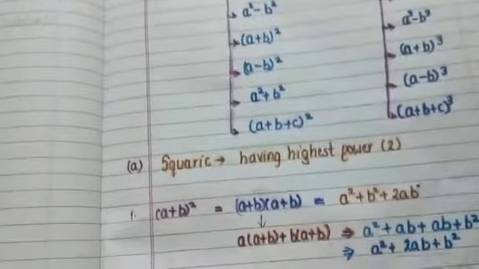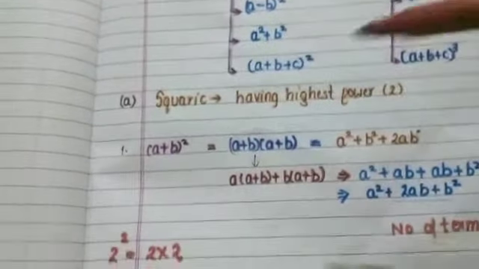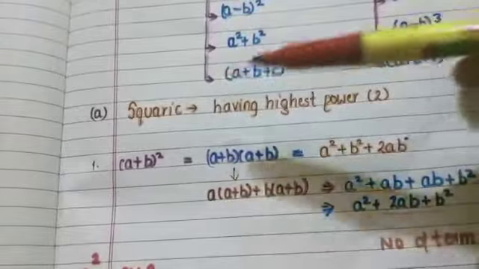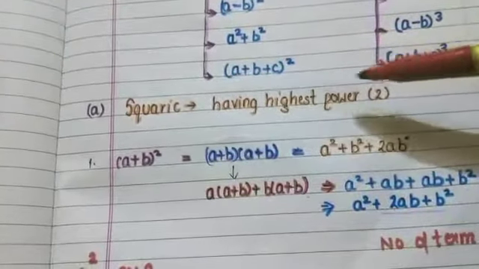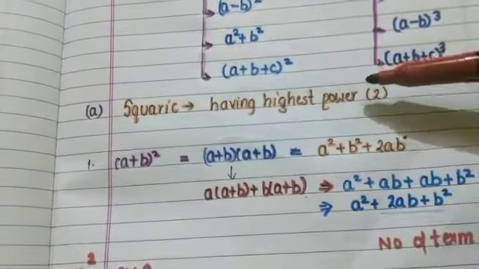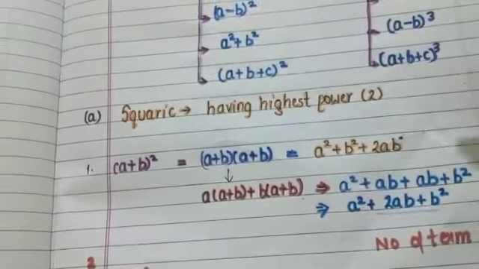Here we have the squaric identities. As I said, the squaric identity has the highest power 2. If the highest power is 3, then it goes through the cubic identity.